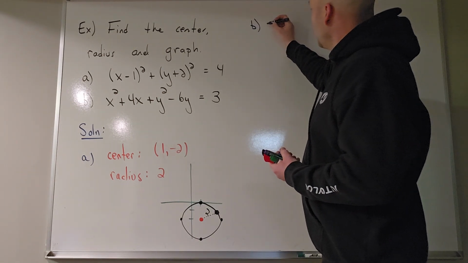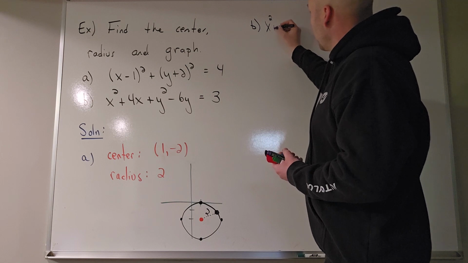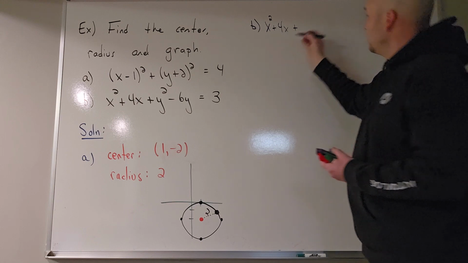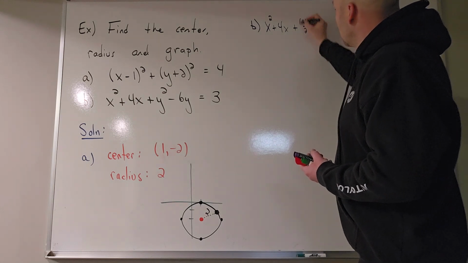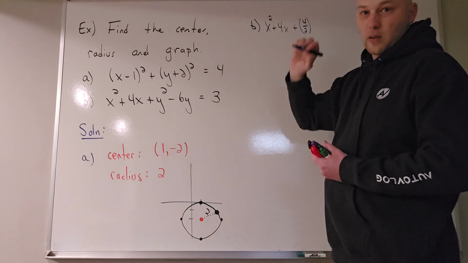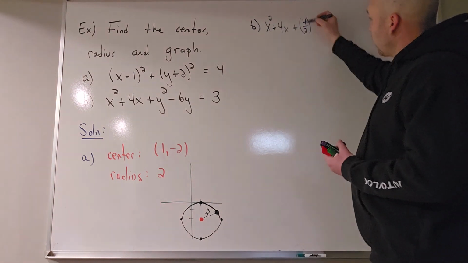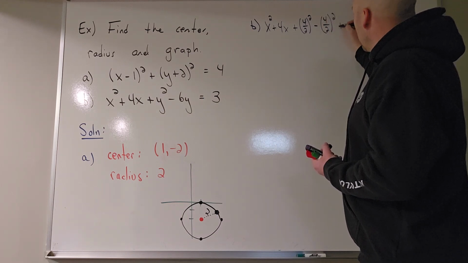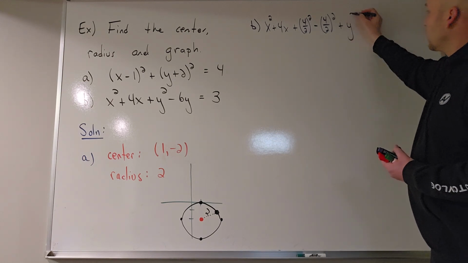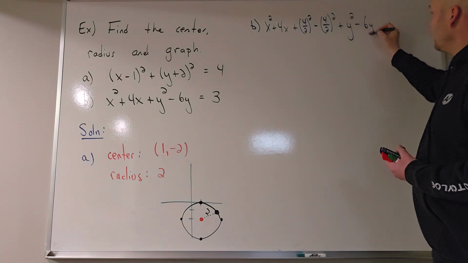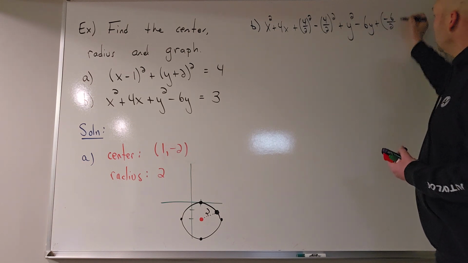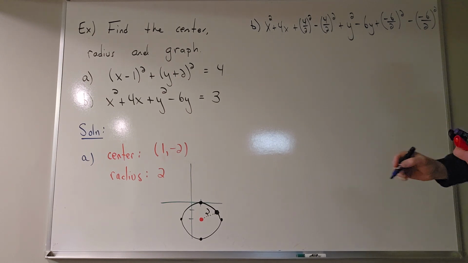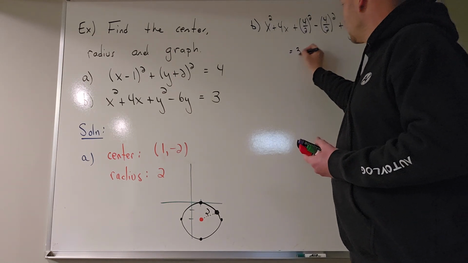So we've got x squared plus 4x. So then I'll add the coefficient of x over 2, more precisely, the coefficient of x over 2 squared. So 4 over 2 squared minus 4 over 2 squared, and then plus y squared minus 6y plus negative 6 over 2 squared minus that same value, and it just barely ran out of space, equal to 3.